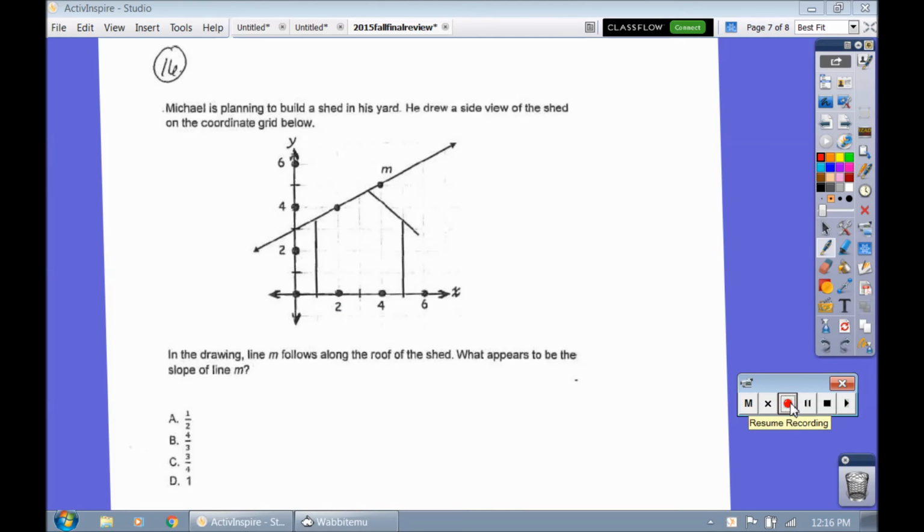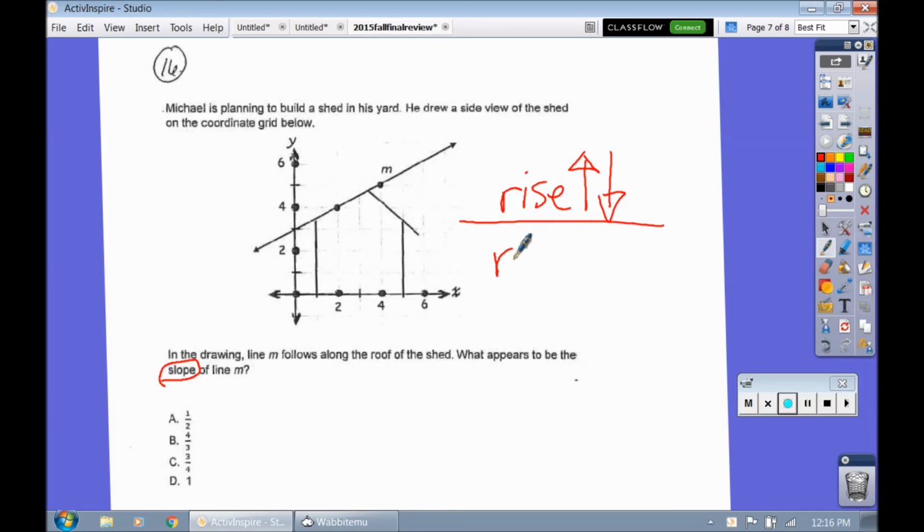Michael's planning to build a shed in his yard. He drew a side view of the shed on the coordinate grid. The question's asking, what's the slope? Slope is rise over run. You either go up and to the right or you go down and to the right. Well, since the line is positive, we're going to go up and to the right. So our first step is to figure out how much do we go up.